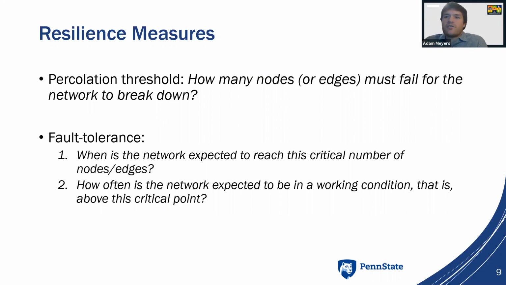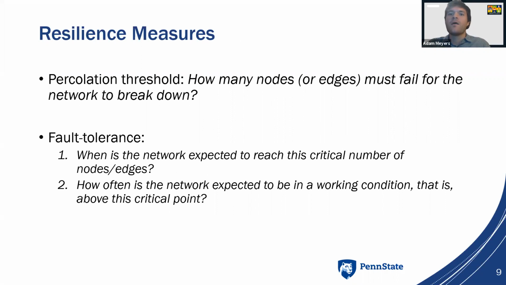Since we're using the percolation threshold as the criterion for the network failure, the percolation threshold really gives us how many nodes must fail before the network breaks down. So from a fault tolerance perspective, this leads to a couple questions. Specifically, when is the network expected to reach this critical number of nodes that will break down the network? And how often is the network expected to be in a working condition? These are the two questions we're going to focus on as the motivation for the resilience measures we compute.